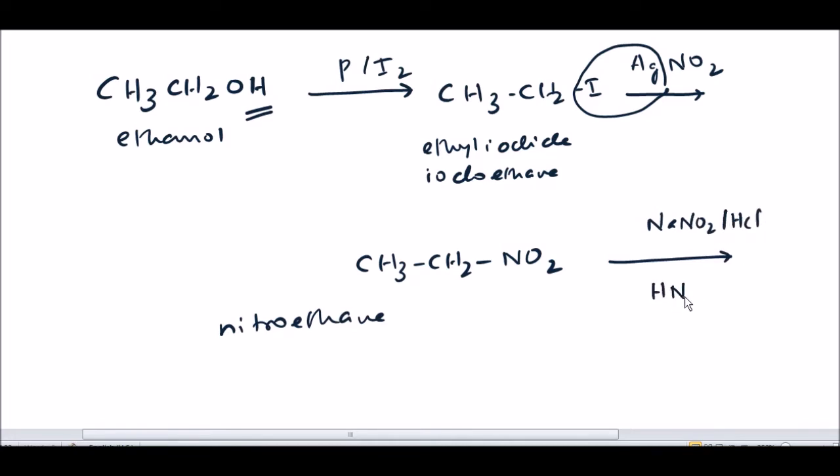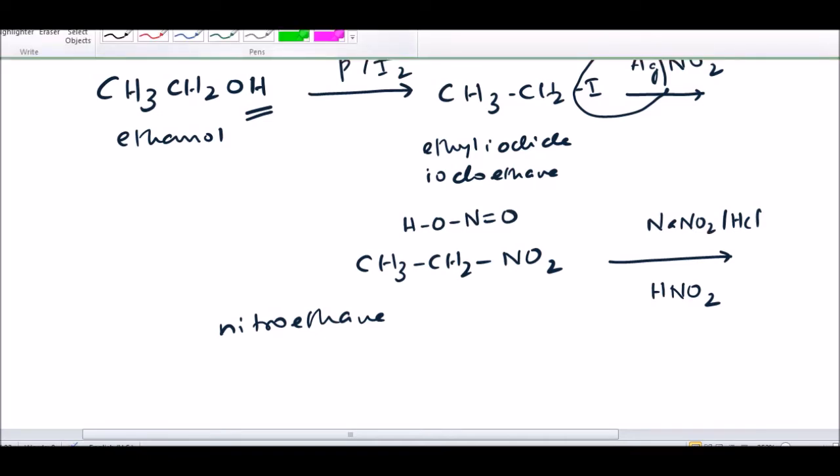Now the nitroethane should be treated with the mixture of NaNO2 and hydrochloric acid that results in the formation of HNO2. It is nothing but our nitrous acid. For convenience, the nitrous acid is written here as HON double bond O. When these two are interacting with each other, what would be the product expected?